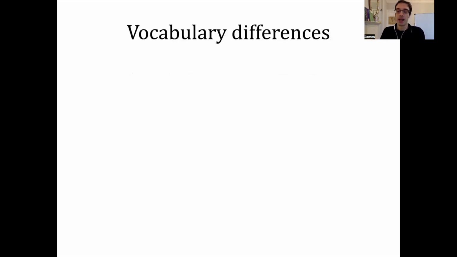And how many differences are there? Well, there are quite a lot. But if you look at the whole language, there really aren't that many differences, okay? British and American English are very similar for the most part, but there are some key vocabulary differences.